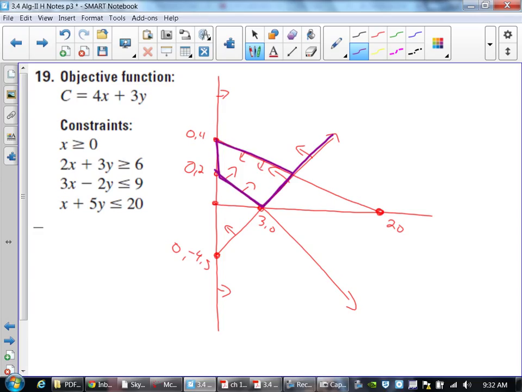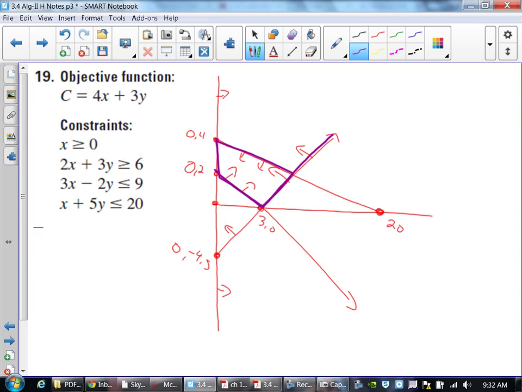Wait, how did you do the x minus 2y again? I got the y-intercept at negative 4.5. Okay. I got the x-intercept at 3. So I was coming up this way. The 0 minus 0 is smaller than that, so it came inward. Okay, I got it.